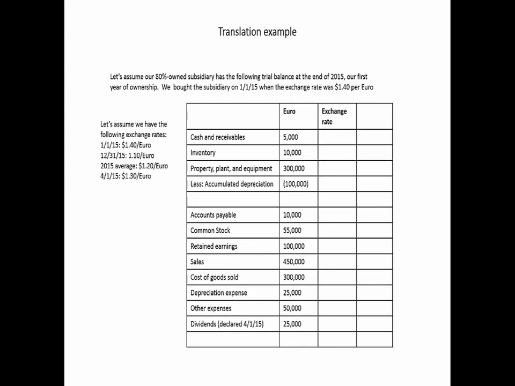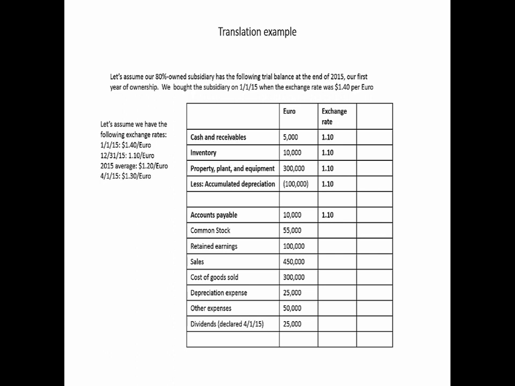And let's assume we have the following exchange rates. Again, January 1st, 2015, $1.40 per euro. At the end of 2015, $1.10 per euro. The 2015 average, $1.20 per euro. And on April 1st, 2015, when dividends were declared, an exchange rate of $1.30.